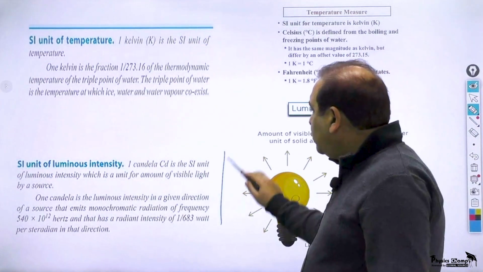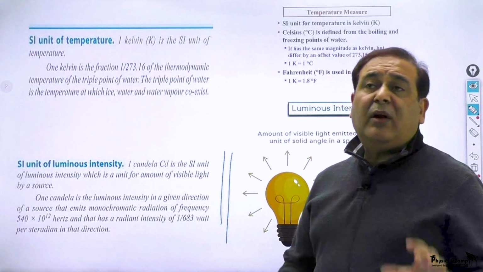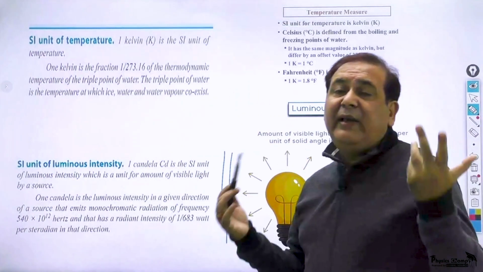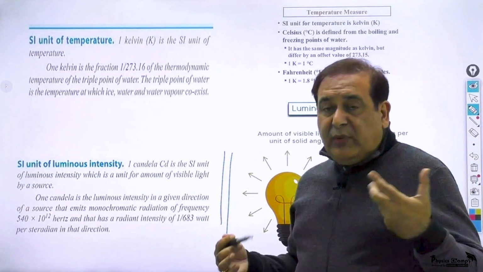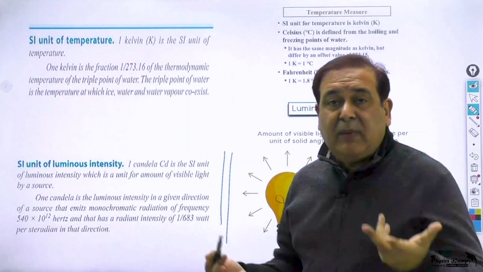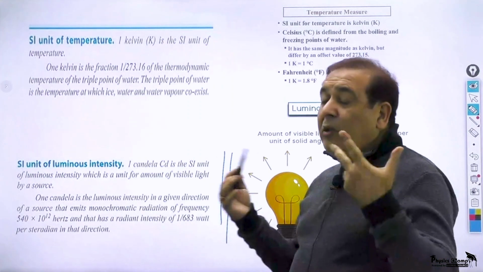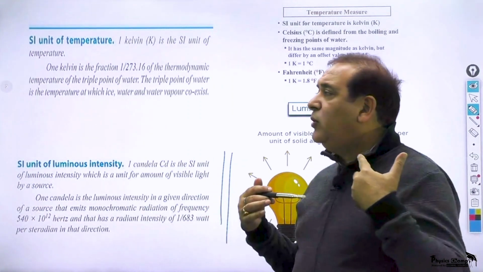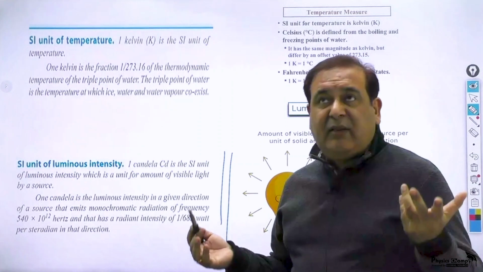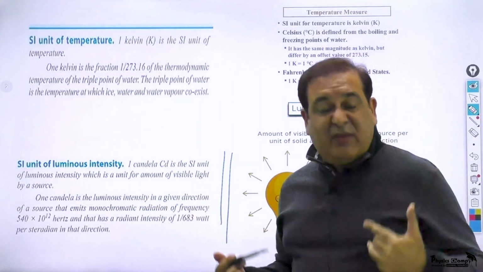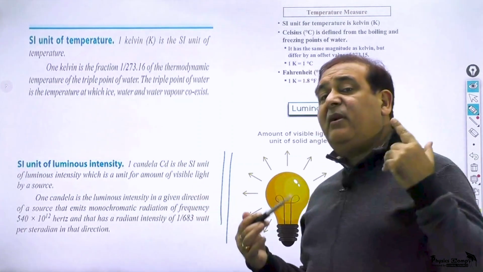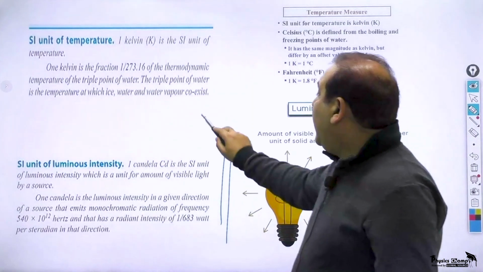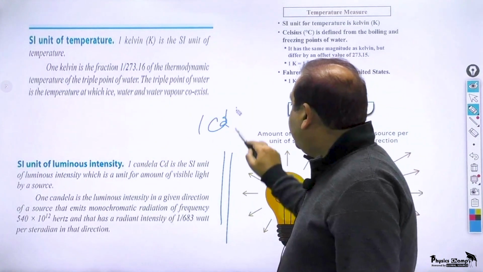Then let's come to the SI unit for visible light. Now LED is used everywhere. We want to measure this visible light because all those instruments, all those lamps which produce light, also produce heat energy as well as visible light. So we want to measure just the visible light. So 1 candela, it is represented as cd.